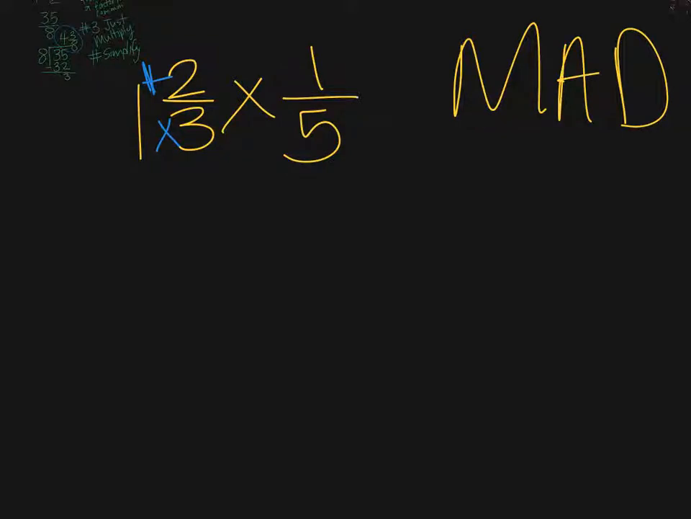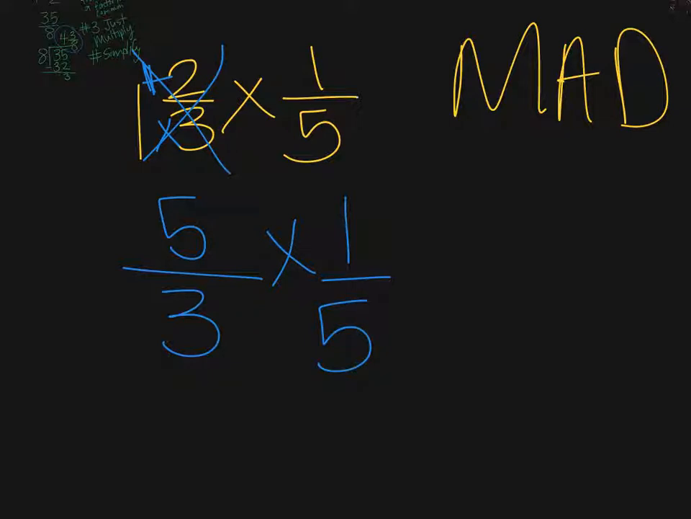All right, so now we're ready to make it mad. What's 3 times 1? 3. Plus 2? 5 over what? 3. Exit out the mixed number. It's gone. Times 1/5. All right. Now, what do we look at to see if we have numbers that have what in common? A factor in common. Well, how about 5 and 5? Yes, because they're the same number.